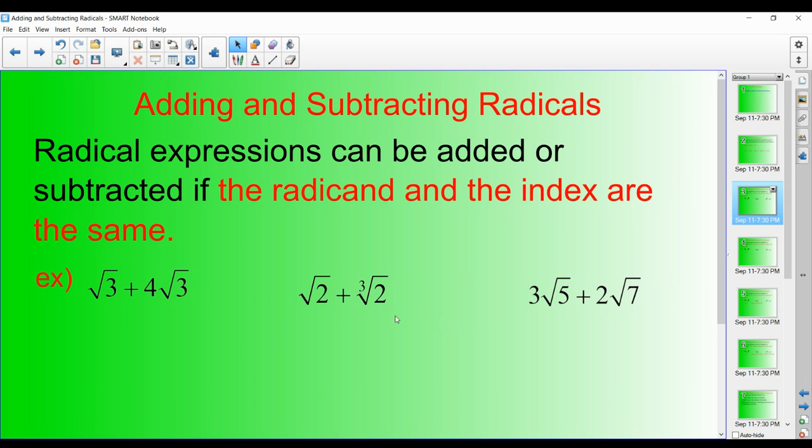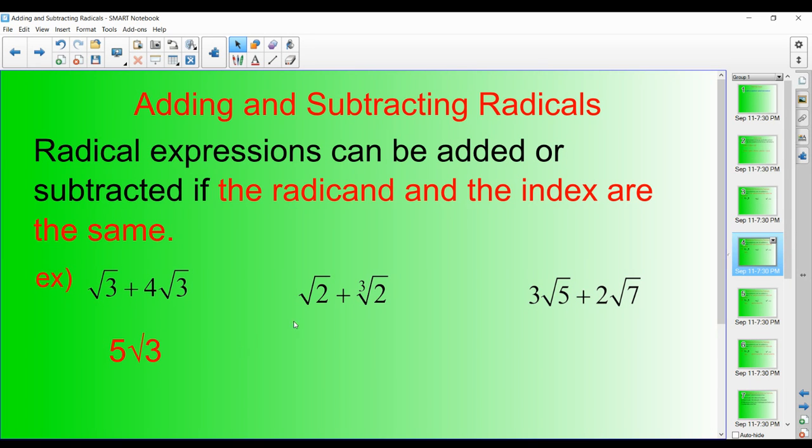So the first one, the index is 2, the radicand is 3. We have 1 square root of 3 plus 4 square root of 3, and we get 5 square root of 3. We can combine them. It's kind of like 1x plus 4x is 5x.